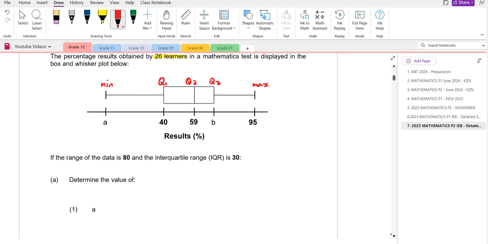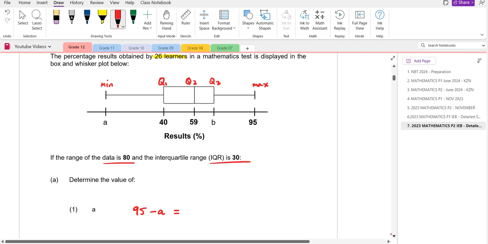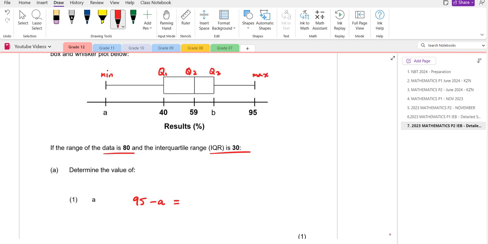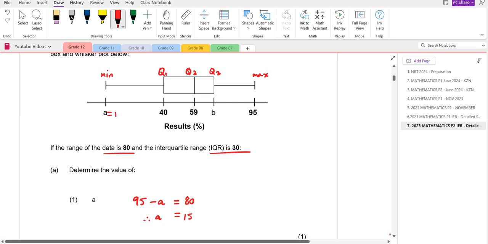The range of the data is 80. So what is range? Maximum minus minimum, right? So maximum is 95 minus the minimum is A, and that's equal to 80. Determine the value of A. A is a minimum. So we know the range is 80. IQR is 30. So first question, they're asking us for the value of A. So max minus min is equal to 80. So therefore, we can take the A over and the 80 over. 95 minus 80 is 15. So we know the value of A is 15.